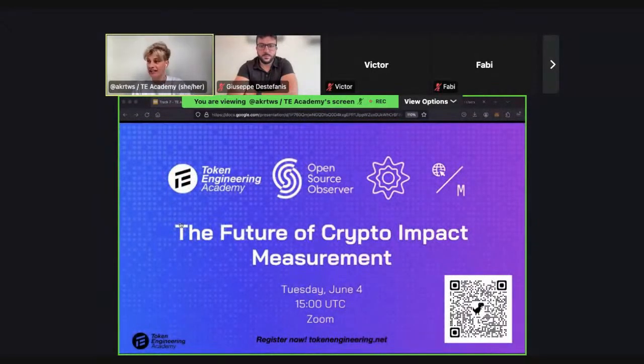Before we start, two announcements. Next week, we'll run an event together with MetaGov, HyperCerts, Open Source Observer, and TE Academy, and we'll discuss the future of crypto impact measurement. We are benefiting from public goods funding, and measuring the impact of projects like ours and other projects who work on building public goods for crypto protocols, for example, at Optimism, at other layer 2s, at other protocol ecosystems, is something very important to further develop the sector. The big question is how to measure impact.